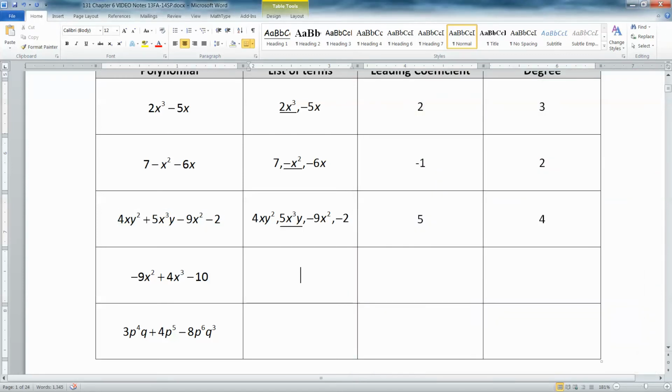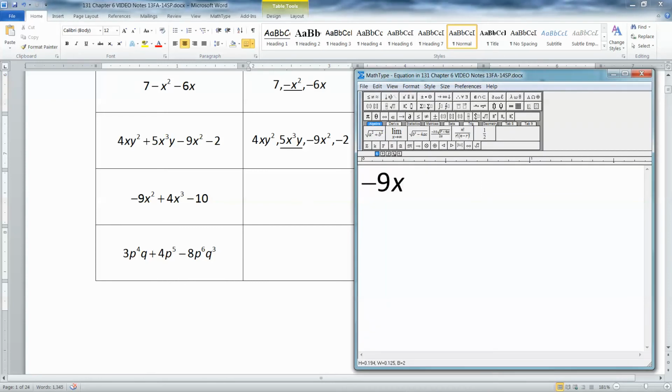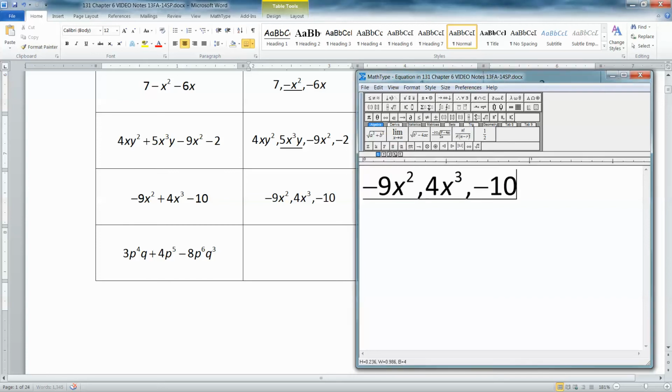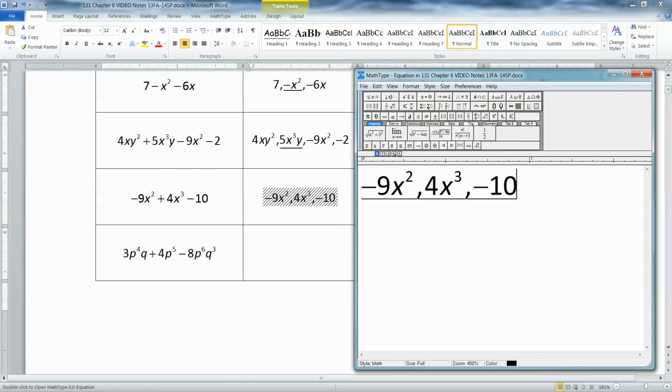All right, now next we have negative 9x squared, 4x cubed, and negative 10. Those are our three terms. The highest degree one, kind of obviously, is the 4x cubed on this one.